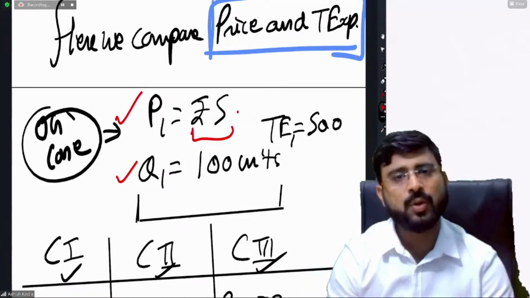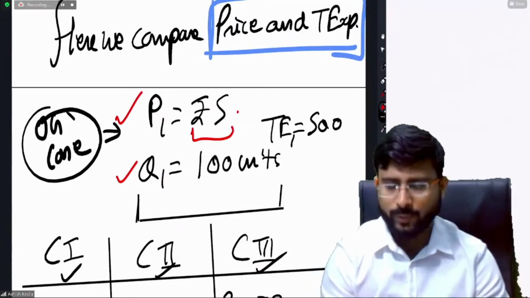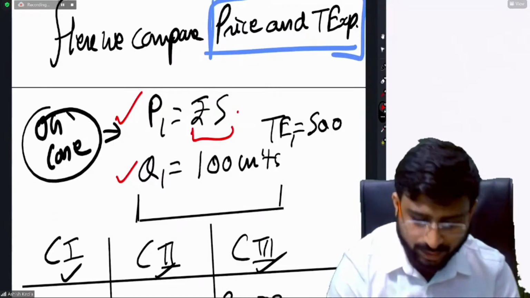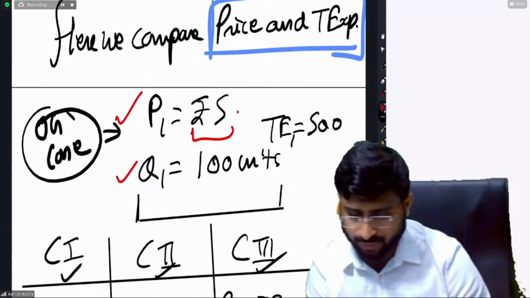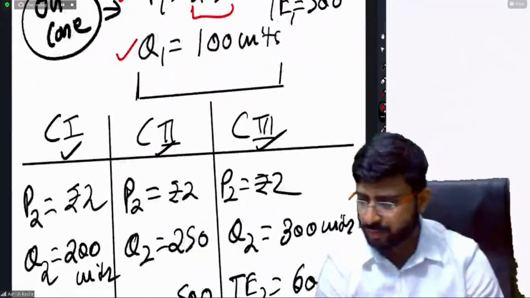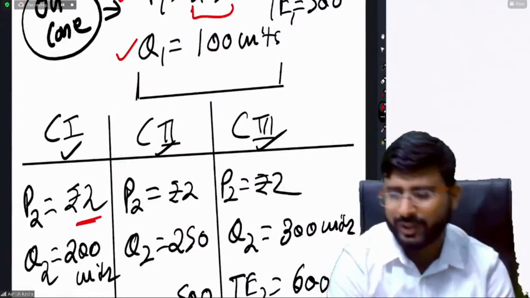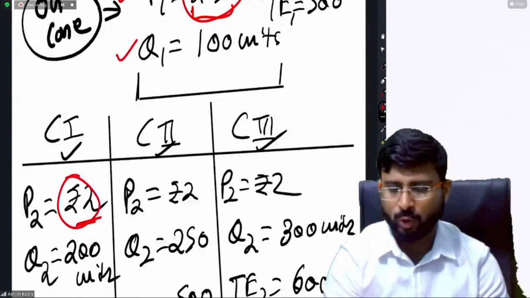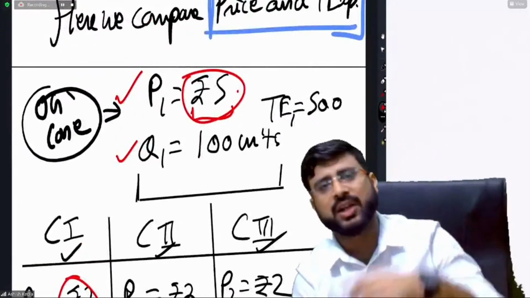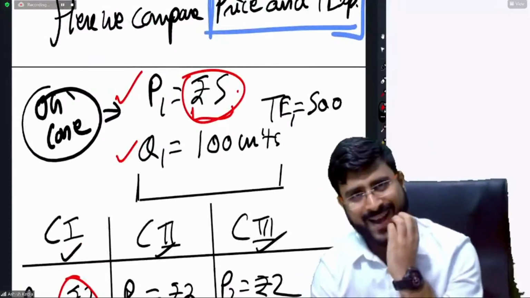Now, case 1 is here, case 2 is here, and case 3 here. These are alternatives of one another. Now suppose price falls to ₹2. So original price was 5, price has fallen to ₹2. When price falls, what will happen to quantity? It will rise or it will fall?